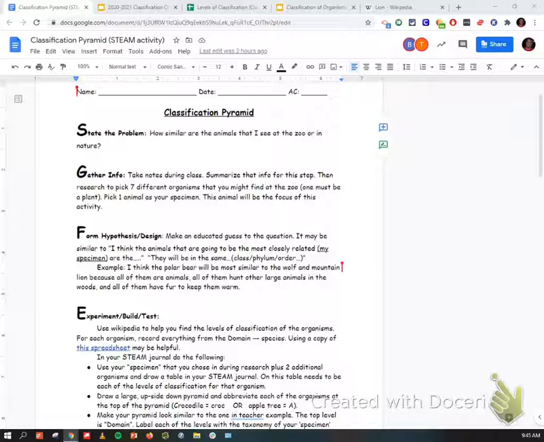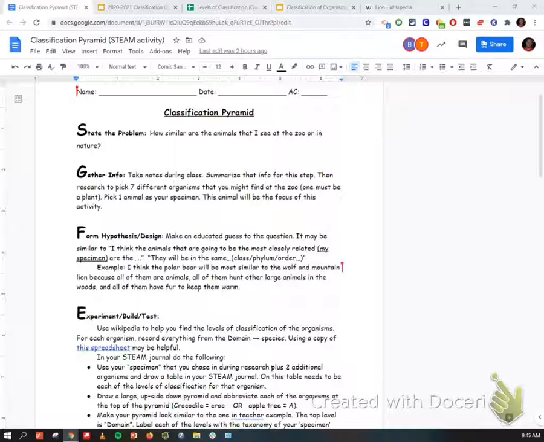So go ahead and skip 2 or 3 lines if you want to, and then write form hypothesis. Again, you're not writing anything on this document. You're doing this on the paper I gave you, on your notebook paper. So form hypothesis, go and write that down. This is where you're going to make your educated guess. Use the information we've talked about in class and just now and what you know about those animals already. I want you to make an educated guess, as educated as it can be.